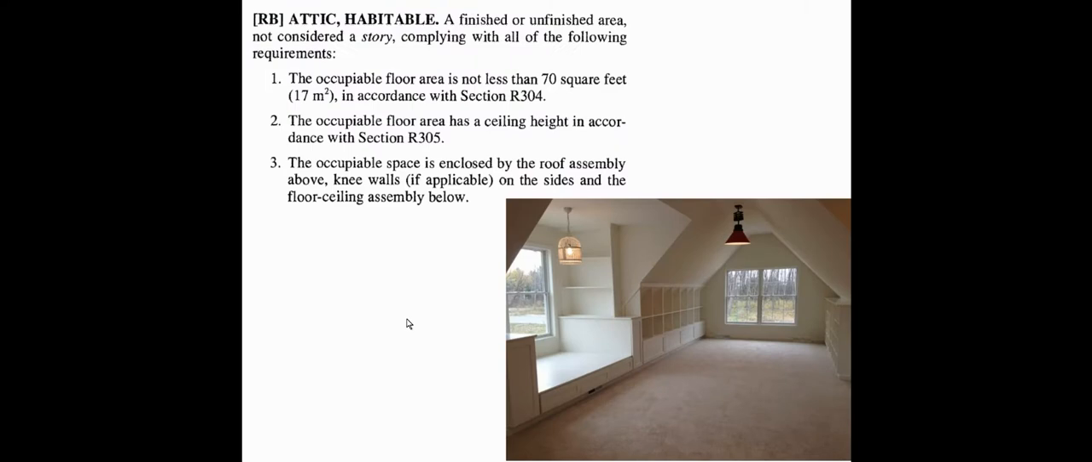Another definition we have to talk about is a finished or unfinished area not considered a story, complying with all of the following. It's called a habitable attic. An occupiable floor area of not less than 70 square foot. The occupied floor area has a ceiling in accordance with section 305, which basically means it's at least an average of 7 foot. And the occupiable space is enclosed by the roof assembly above, the knee walls on the sides, and the floor assembly below.